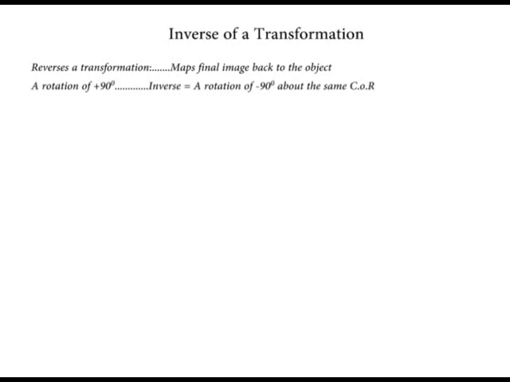If M is a matrix representing a transformation, then its inverse is given as M negative 1. Therefore, given a transformation MA is equal to A prime, then M negative 1 times A prime is equal to A. Knowing the matrix of a given transformation, it is possible to know its inverse.